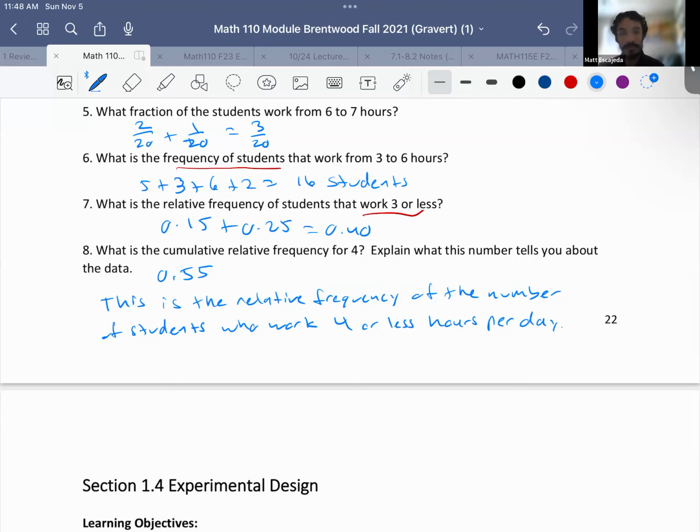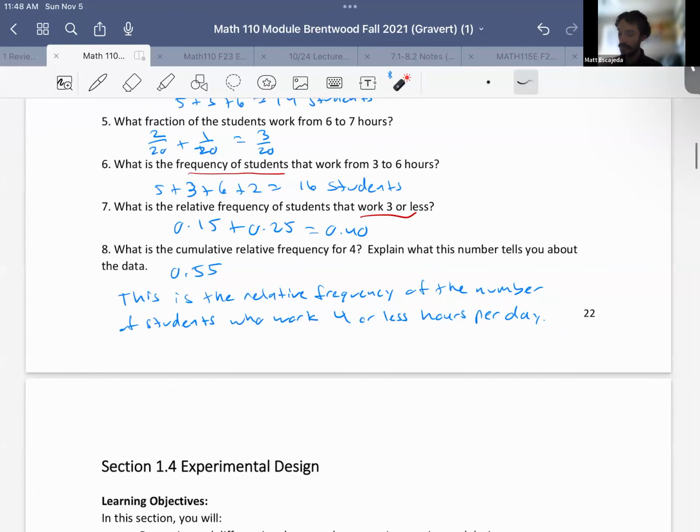Okay, so this is similar to number 7. We're saying 3 or less. We're looking at 4 or less for number 8. Okay, so that's what cumulative relative frequency tells us. It's that number or less in terms of the situation.